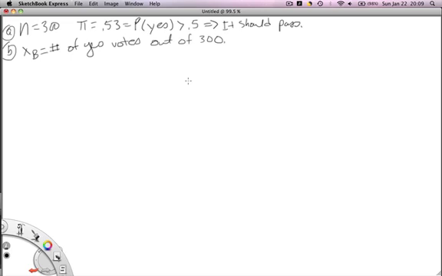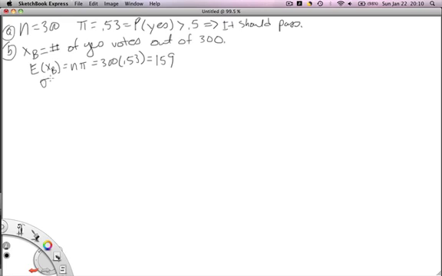Now we're to find the mean and the standard deviation of this. So the mean will be this. The expected value of XB, remembering your binomial formulas, is just n times pi. So this is 300 times 0.53, and we have 159. So we expect 159 people out of the 300 to vote yes.